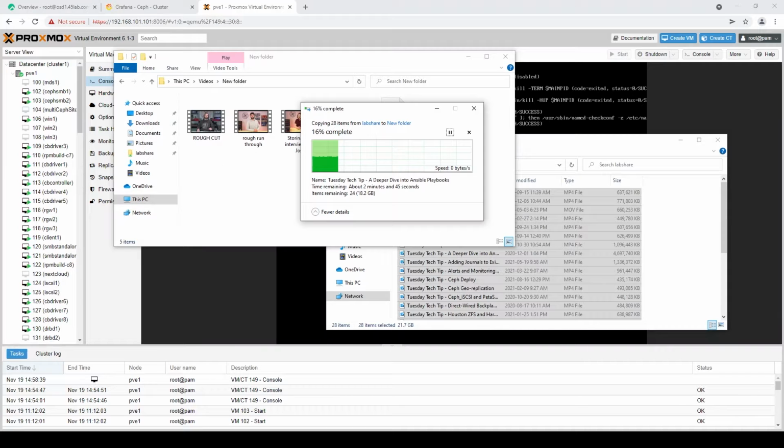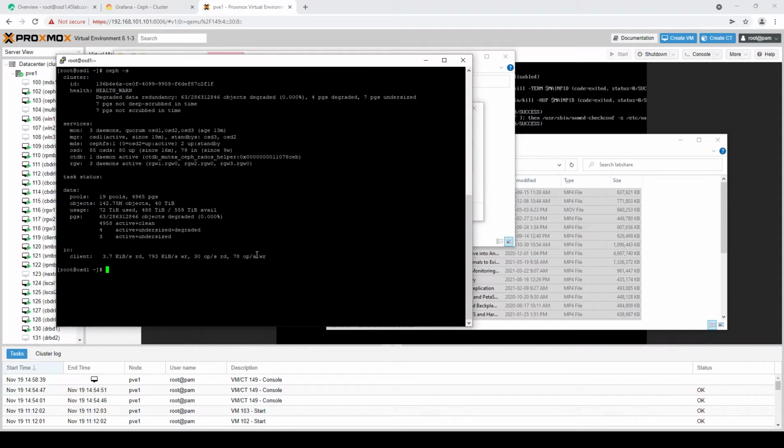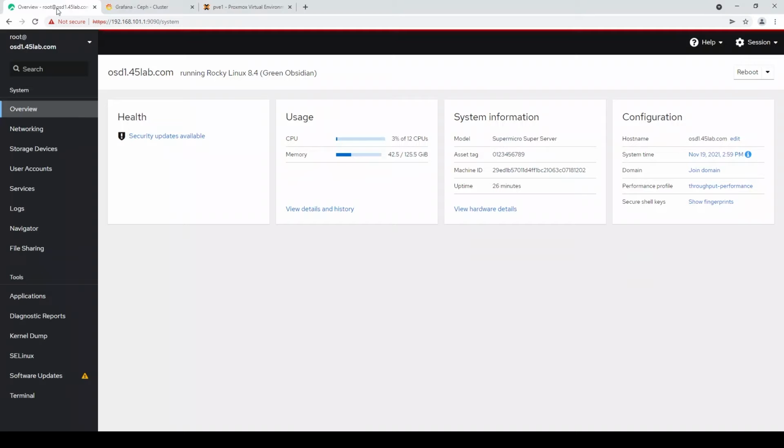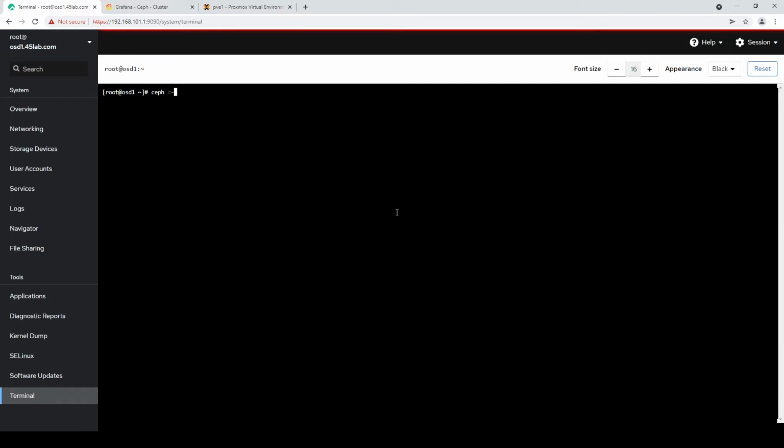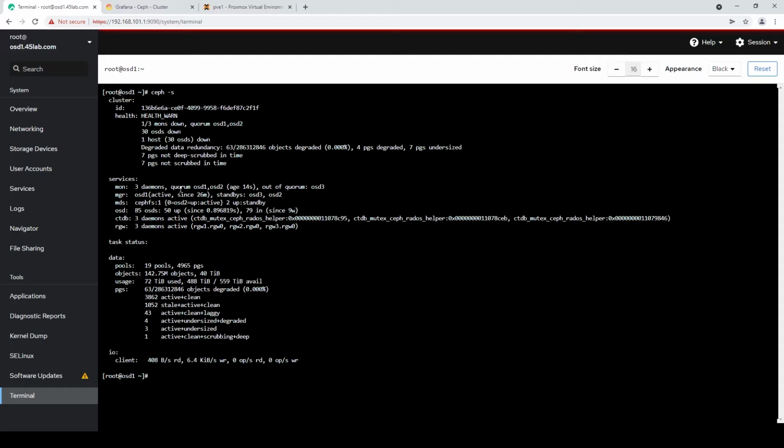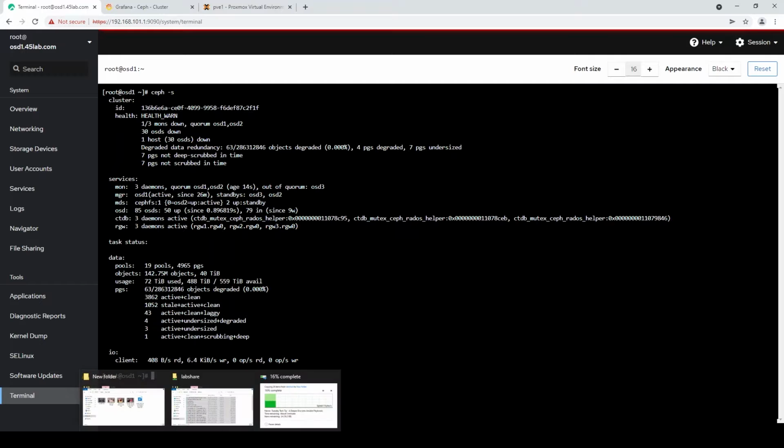Let's go back, make sure everything's still running. And it paused, so let's see why it paused. ceph -s, because OSD1's down. Did I pull? Let's take a look at ceph -s. Health warning, OSD2 is active. Everyone should be fine. What is your problem?